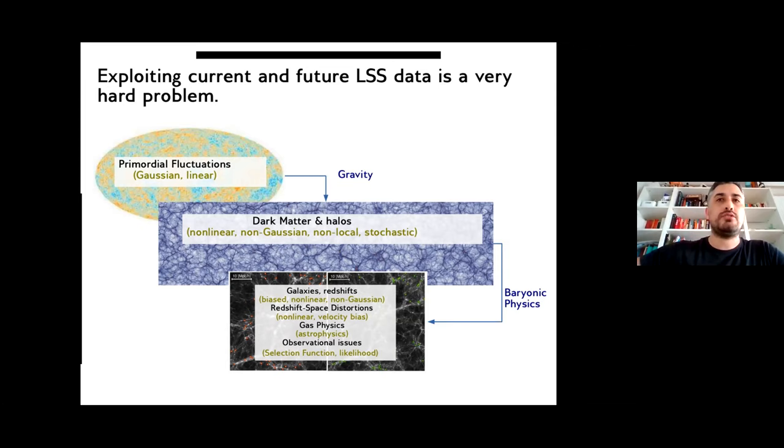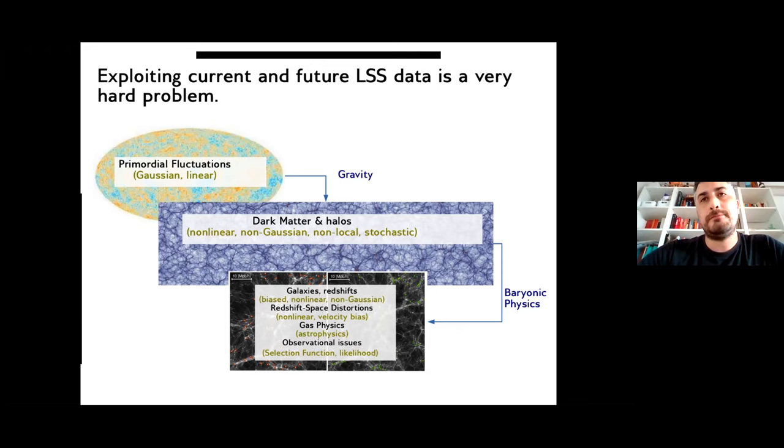And on top of that, we have baryonic physics, right? We know we can detect also galaxies, and that depends on a lot of astrophysical processes. And we typically also measure these galaxies in redshift space. So we also need to care about velocities that in themselves are also nonlinear, maybe some stochastic, maybe coupled with astrophysics. And then there's also all the physics related to the properties of the gas, the thermodynamical properties of the gas, and also all the observational issues of selection functions and so on that are harder to do than CMB.